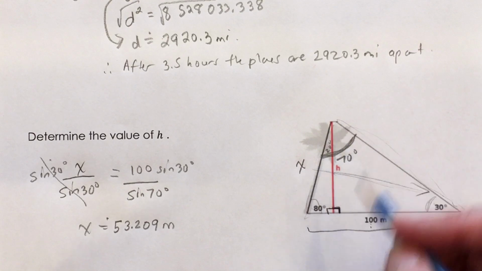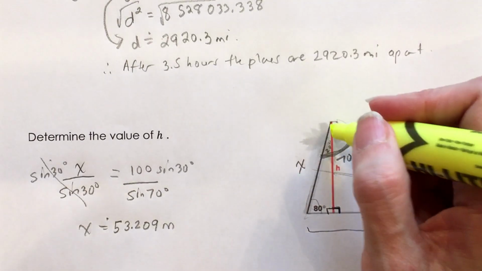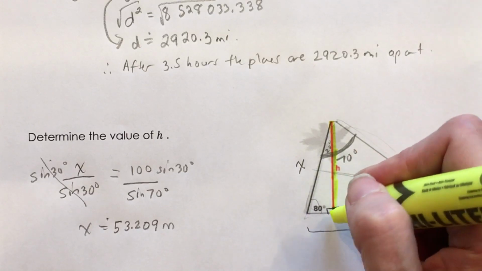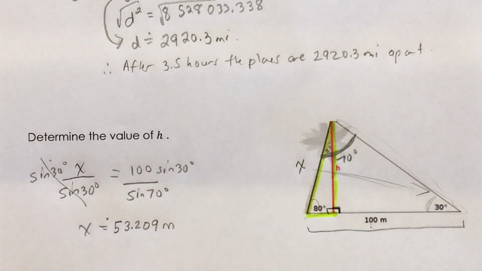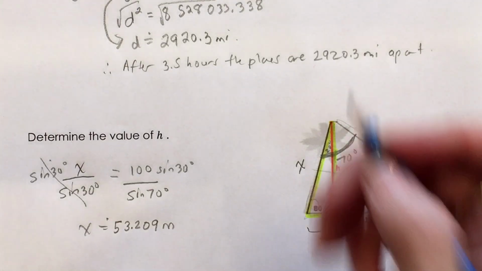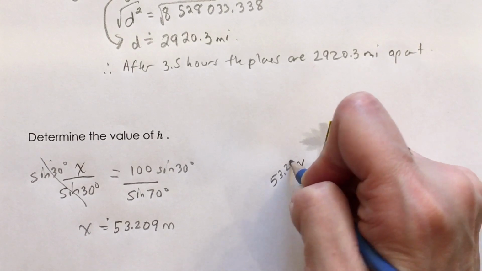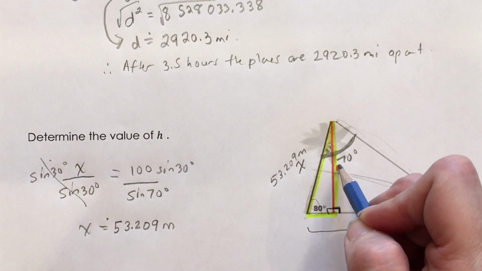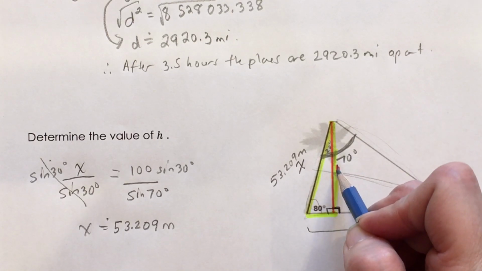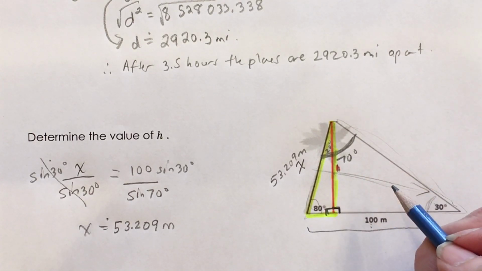So now if I just look at this triangle here, so I'm going to highlight it so you know the triangle I'm talking about. So if I'm just looking at this right angle triangle, I now know side x is 53.209 meters. And I want to find side h in red, the red side h right here. So this is a right angle triangle, so I can use SOHCAHTOA.